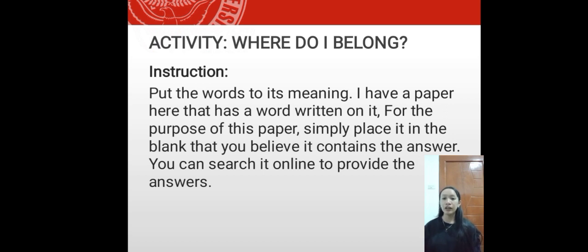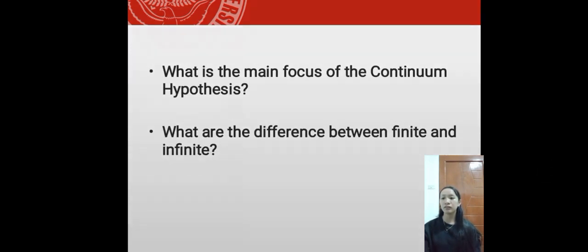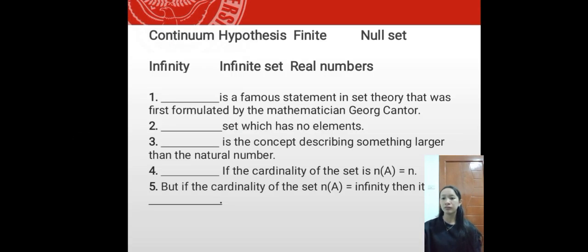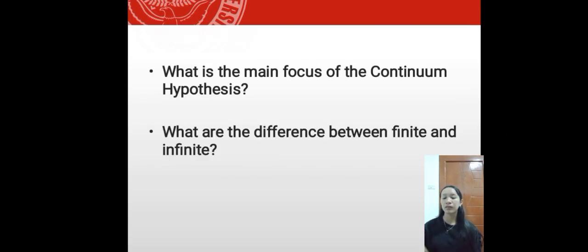Okay, since we are done with our activity, let us try to reflect on the following questions. Number 1, what is the main focus of the Continuum Hypothesis? And the second is, what are the differences between finite and infinite sets? Now, do you have any idea what our topic for today will be? Yes, James? Yes, it's all about the Continuum Hypothesis.